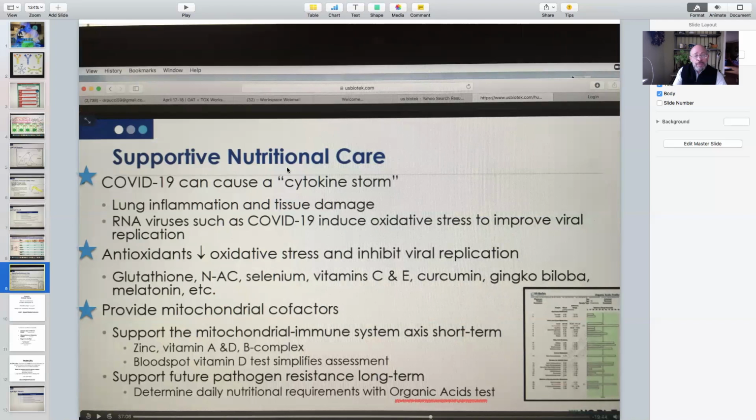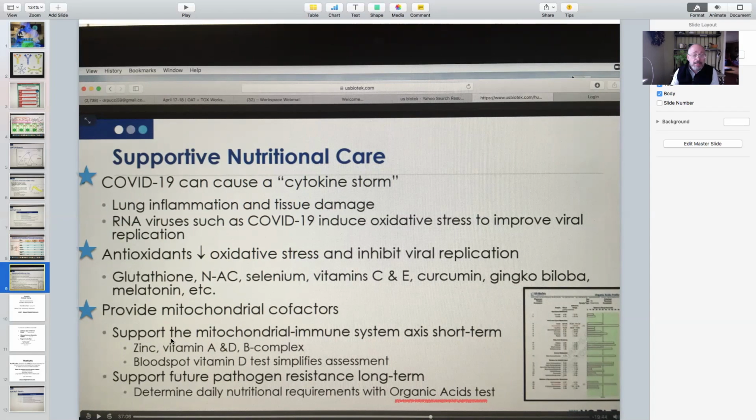So again, supportive nutrients. It does talk about COVID-19 and cytokine storm, and what does it do? It increases oxidative stress, which is rusting. So our cells, these lung cells, become oxidatively stressed, so do the blood vessels. Antioxidants, pretty clear: glutathione, selenium, vitamin C and E, curcumin, melatonin, all antioxidant supports, providing mitochondrial cofactors. Again, mitochondria is the engine, the power plant in your cells that make energy. It has been shown that the viruses, as they replicate, are hijacking the mitochondria, creating mitochondrial damage. So anything we can do to support that mitochondria will slow down the replication.